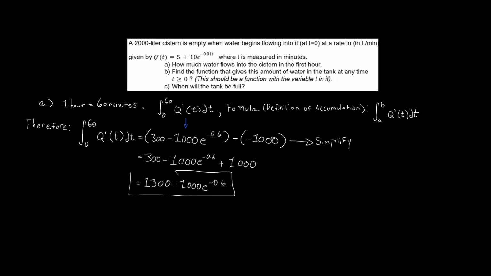This is our answer to part A. Or in other words, this is the liters of water in the first hour. B directs us to find the function that gives us the amount of water in the tank at any time. In other words, we're looking for a function for the amount of water in the tank. Here, we want q of x, not q prime of x, but q of x. To find q of x, we need to break out a formula.